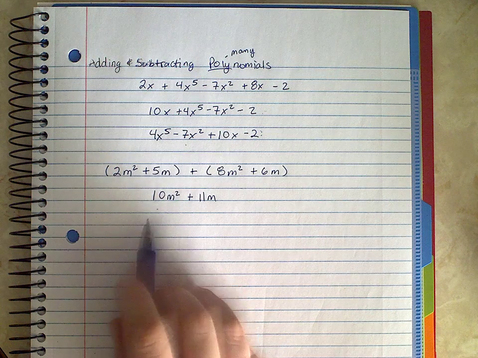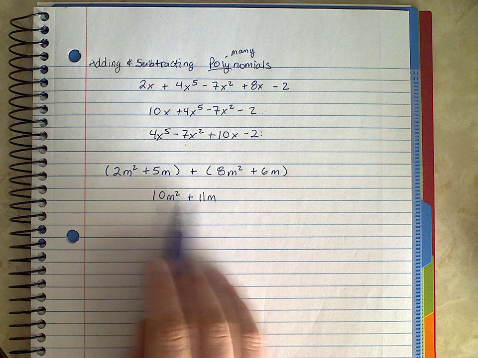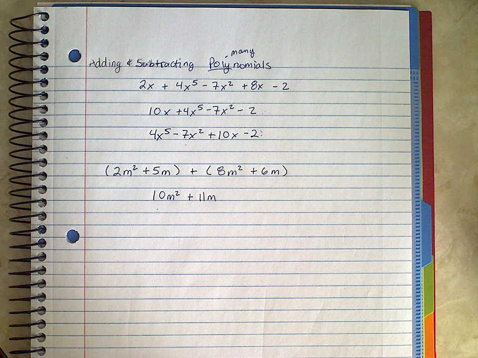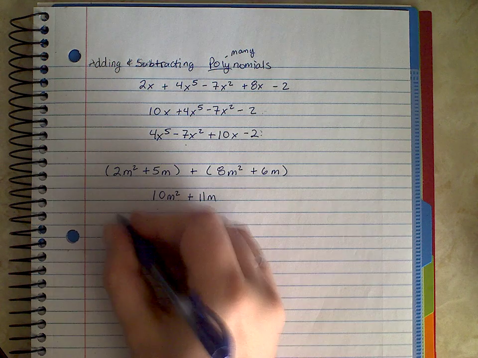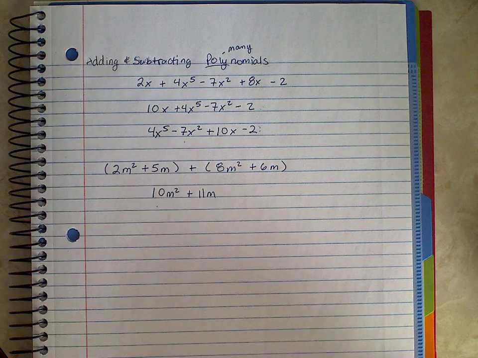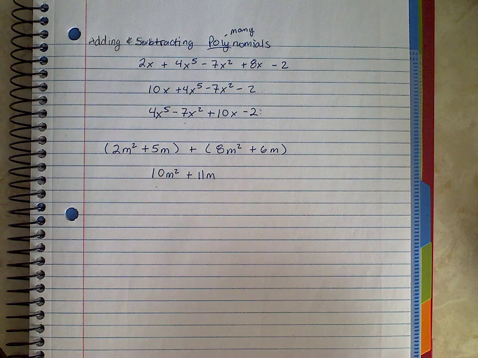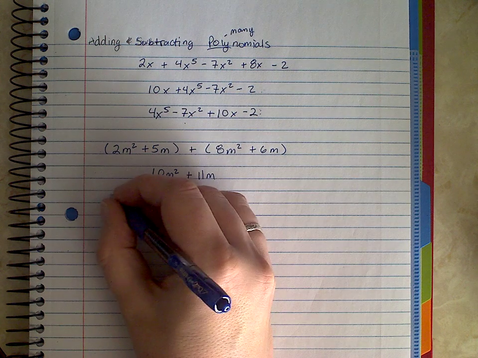You're just combining things. These two cannot combine any further because one's an m squared and the other one's a plain m. You guys with me? That's not too hard. Okay, so let me have you guys try one of these on your own. I'll come check. And then there's just one more step up from that we're doing today.